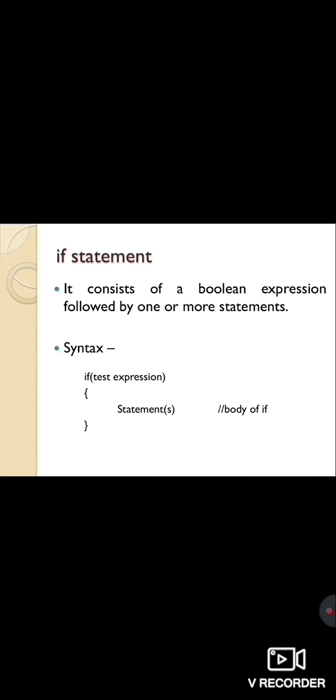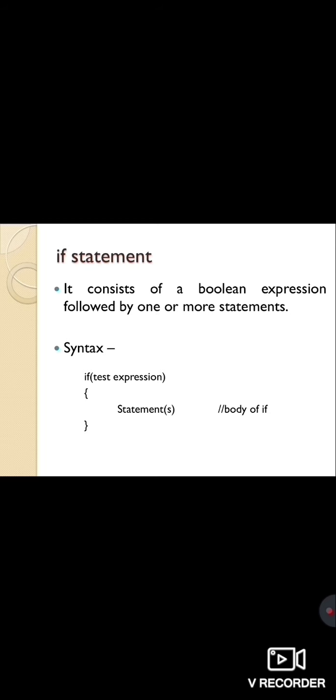Now, the if statement. It consists of a Boolean expression followed by one or more statements. If is the most powerful decision-making statement in C language, and it is used to control the execution of statements. If is used along with an expression, and it is a two-way branching or decision-making statement. Syntax: if, within brackets the test expression, then the body of if statements.